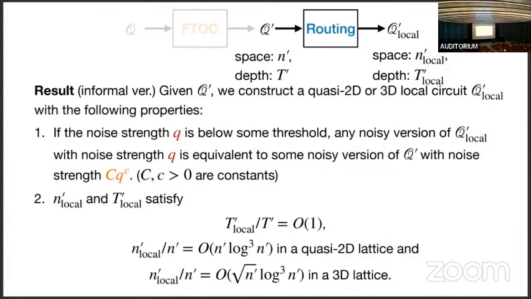So for this routing, our depth overhead is constant, while our space overhead is the following polynomial. It is n prime times some polylog term in quasi-2D lattice. For 3D lattice, we had square root of n prime times some polylog.